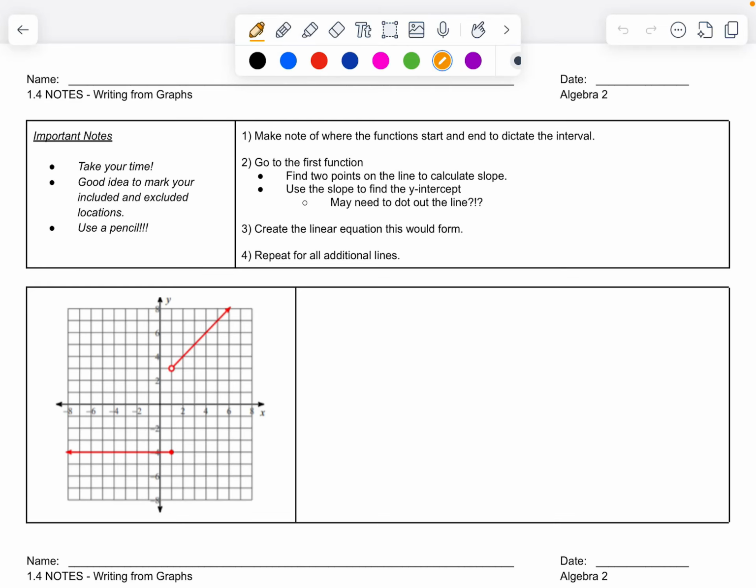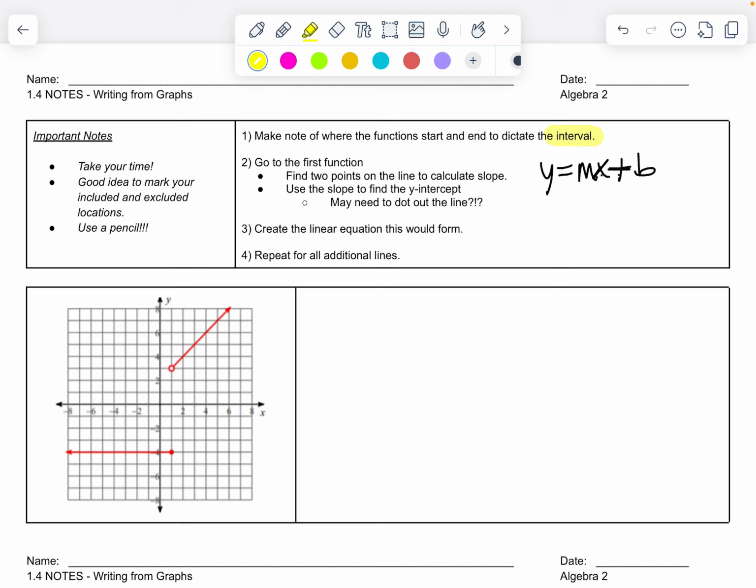1.4 notes, we're going to be writing piecewise functions. This includes both the Algebra 1 side of this, writing an equation of a line. Usually we use that y is equal to mx plus b. It's also going to involve the interval stuff we've talked about before, and we're actually going to help drive and start the conversation about intervals.